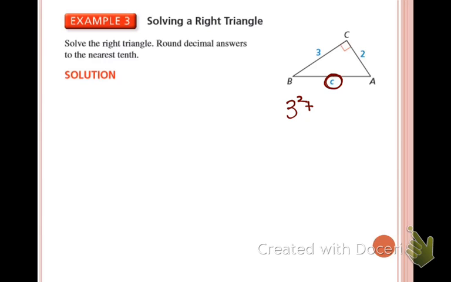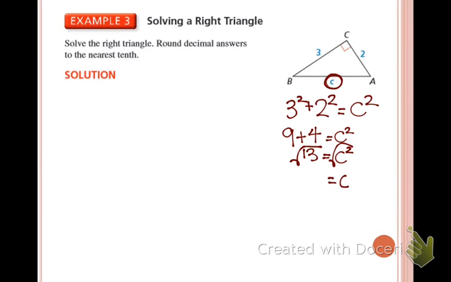So 3 squared. So you should be writing this with me. Plus 2 squared equals c squared. 3 squared is 9. 2 squared is 4. 9 plus 4 equals c squared. 13. So 13 equals c squared. How do we get rid of the square? Square root. Take the square root. Mm-hmm. So c equals 3.6.